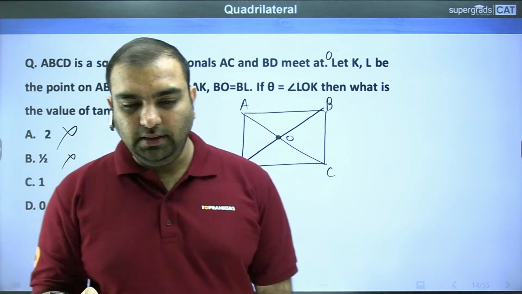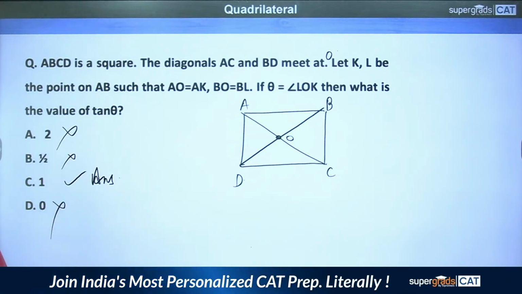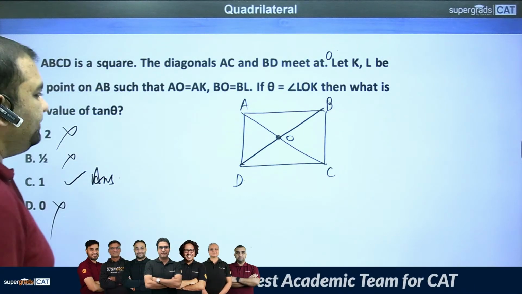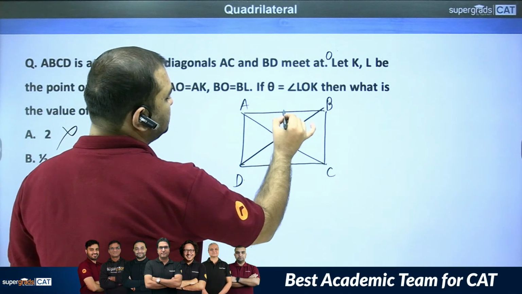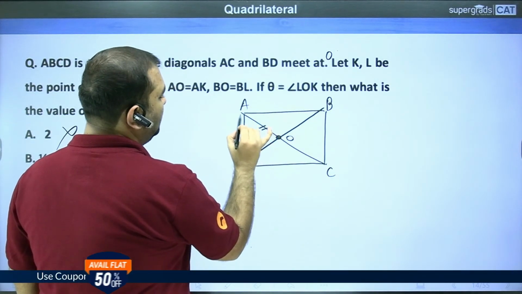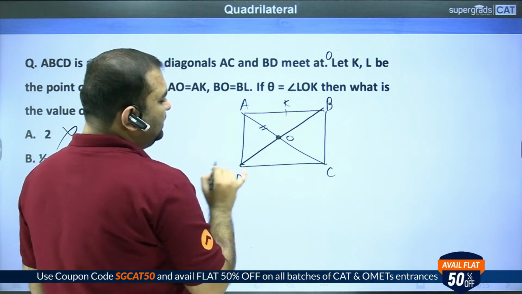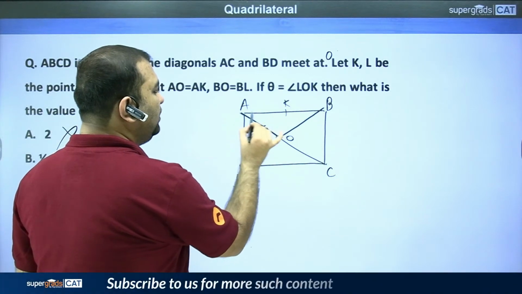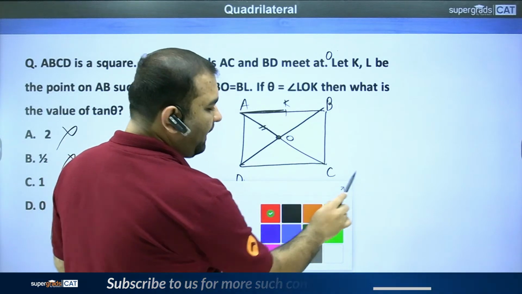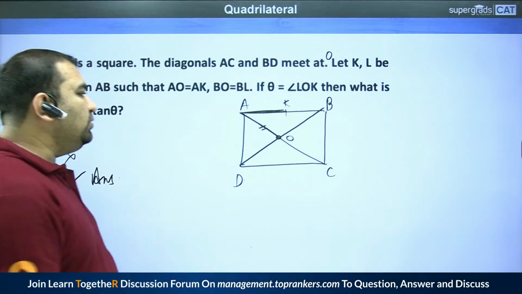Diagonals AC and BD intersect at O. K and L are the points on AB. K is a point on AB such that AO is equal to AK. And BO is equal to BL.